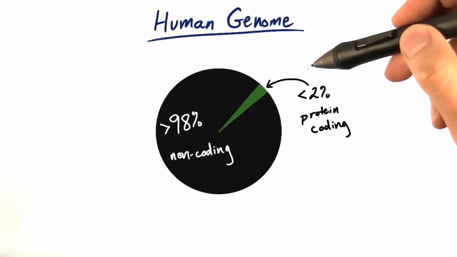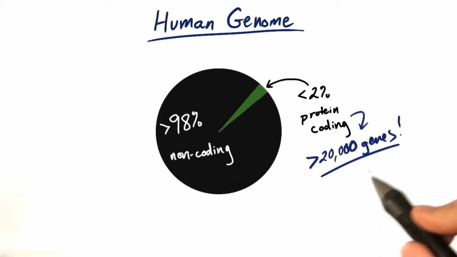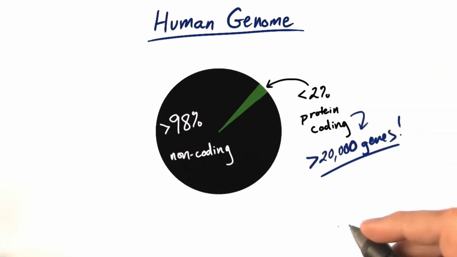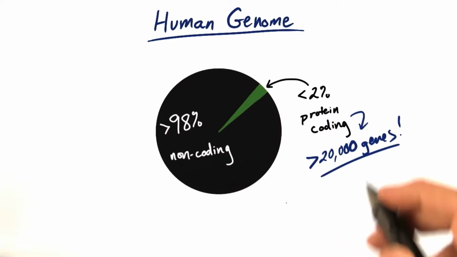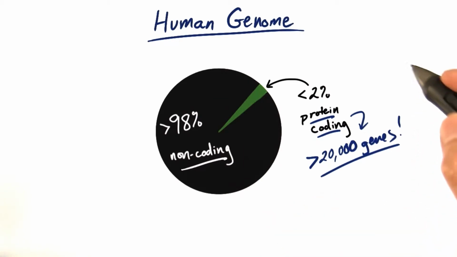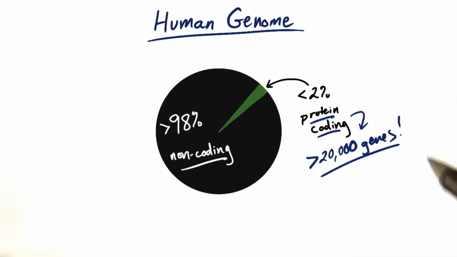While less than 2% of the human genome actually counts as coding for anything, there are more than 20,000 genes in just that 2%. Now, we refer to this major division in the genome as protein coding DNA and non-coding DNA.